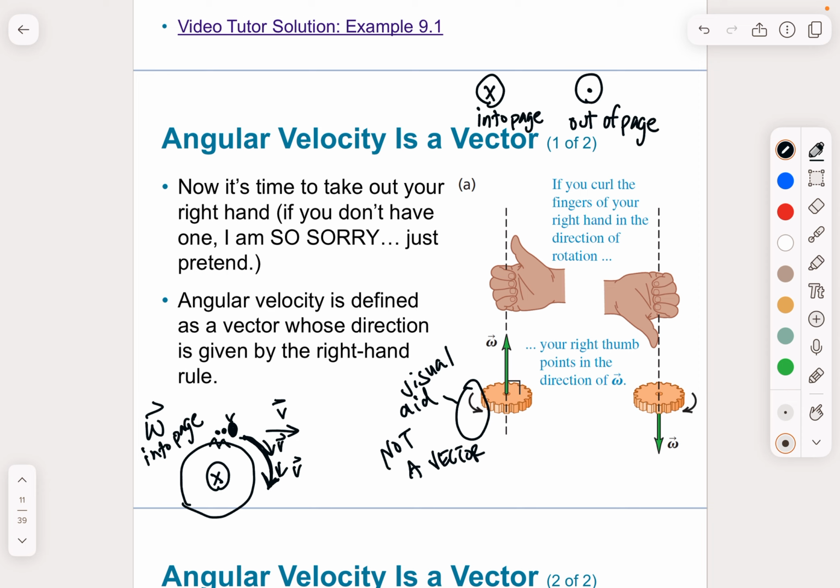So angular velocity is a vector, okay? Moral of the story is the vector does not point in that rotational direction. It points perpendicular to that rotational direction.